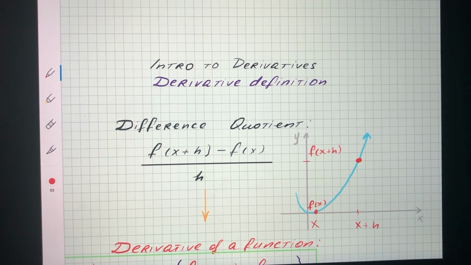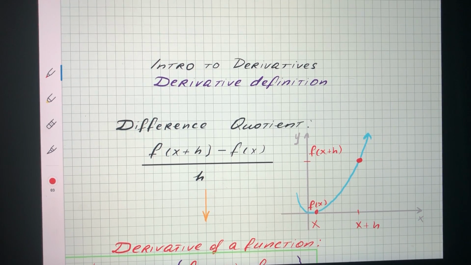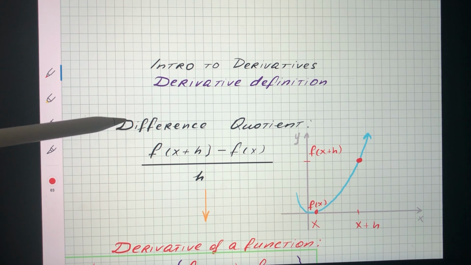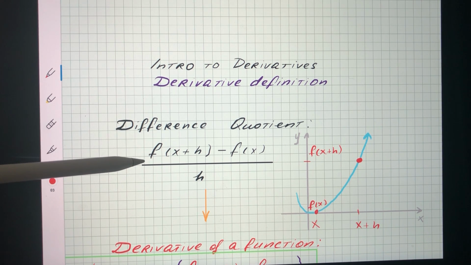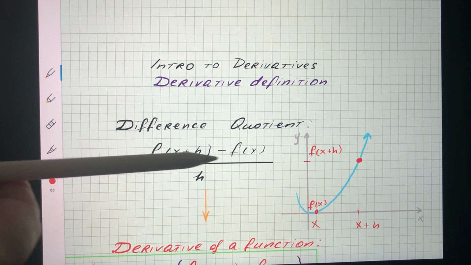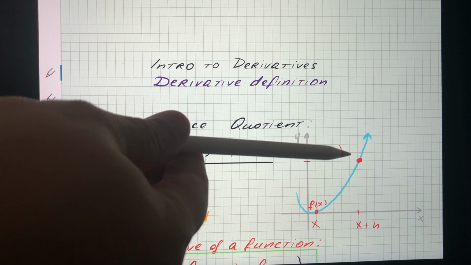Hello, in this video, let's look at the derivative of a function. So this is the first video on the derivatives, and we will look at where the definition comes from. And the definition for the derivative comes from the formula for the difference quotient. The difference quotient, as you recall, is the formula that allows us to find the slope between any 2 points.